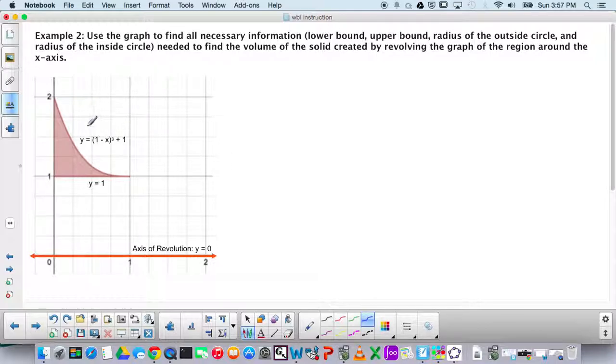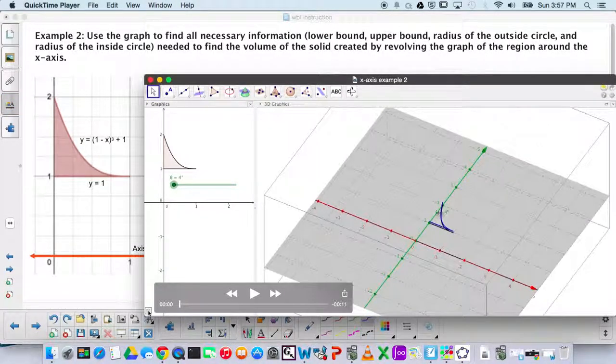So we have the graph of y equals 1 minus x to the third plus 1 on top here, and that's bounded on the bottom by y equals 1. And it's going from x equals 0 to x equals 1. So let's get an idea what that shape will look like. We'll pull this up here, and you can kind of view how it generates the solid.